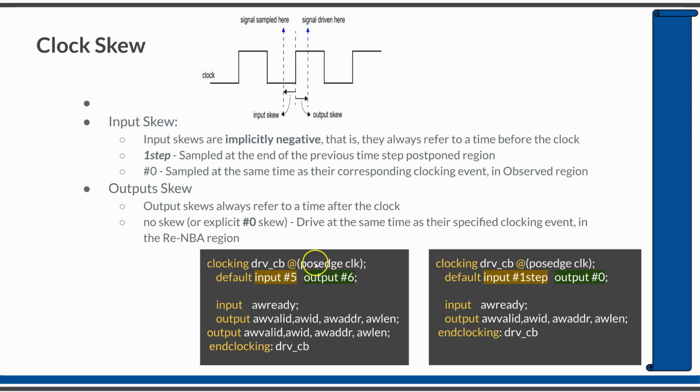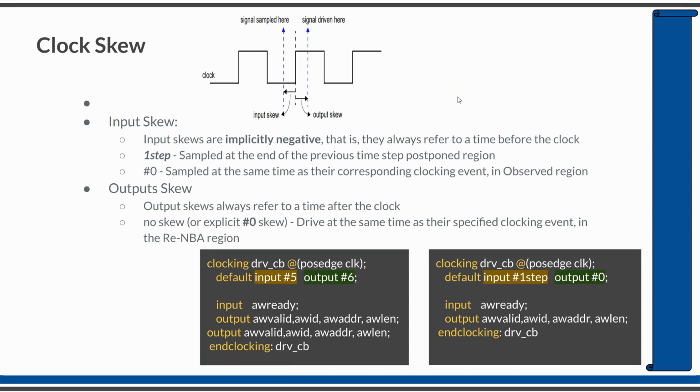In the same way, default output skews are always referred to a time which is after the clocking event. So this is output skew. If you're defining an output skew like #6, the signal will be driven 6 time units after the positive edge of this clock.